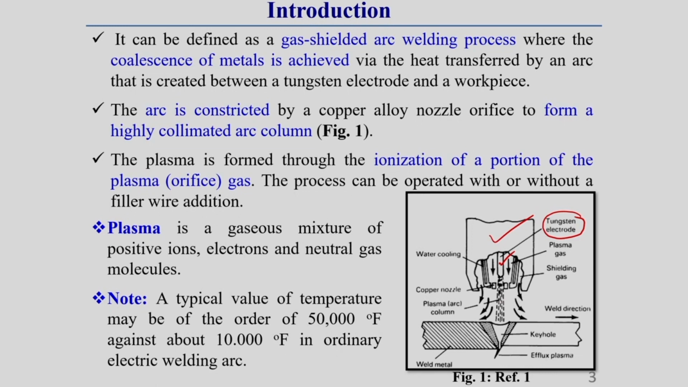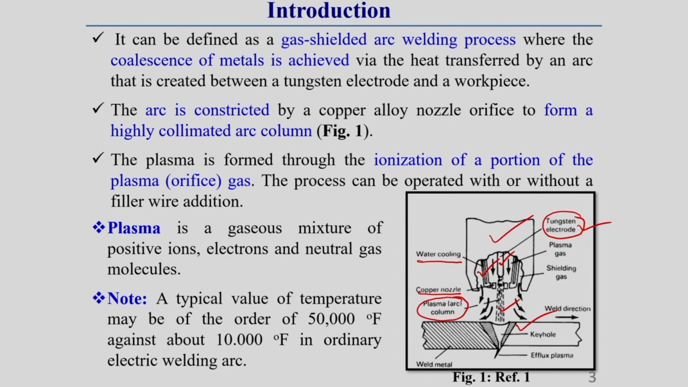Now this is the arc, which I have written here as plasma arc, or plasma column. This arc is generated between the non-consumable tungsten electrode and the workpiece. The arc is constricted by a copper alloy nozzle orifice. You see, this is a water cooled copper nozzle, through which the arc is transferred from the electrode to the workpiece.